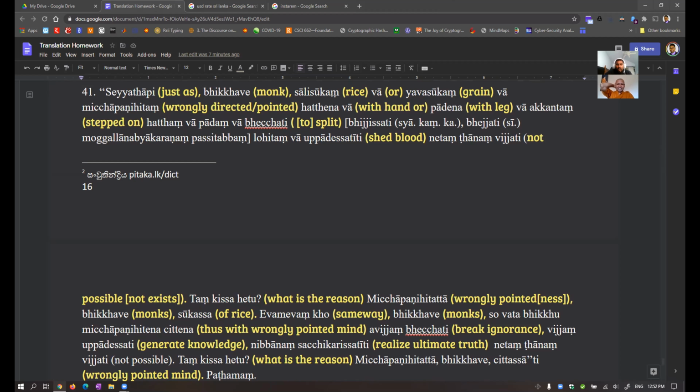Okay. Sali Suka, I didn't understand. Sali Suka, right? Yes. Sali I got as rice, something to do with rice. I think I found Sali in the dictionary. I don't know what Suka does to Sali in this case. No, we need to find out. So let me also do the search.